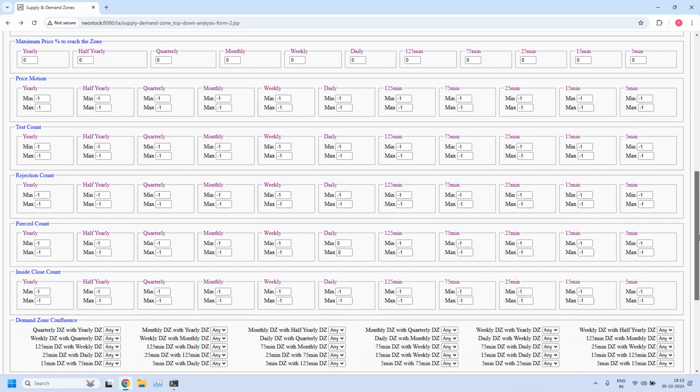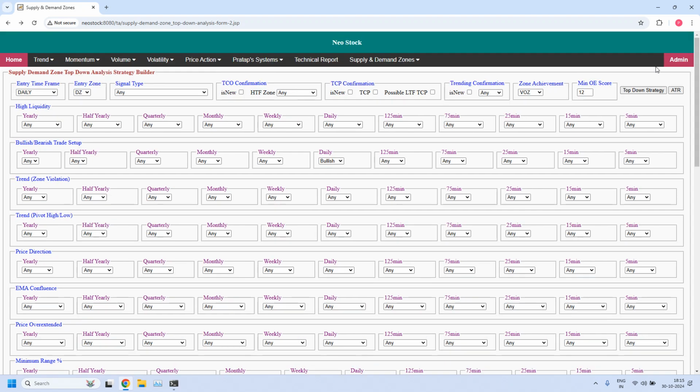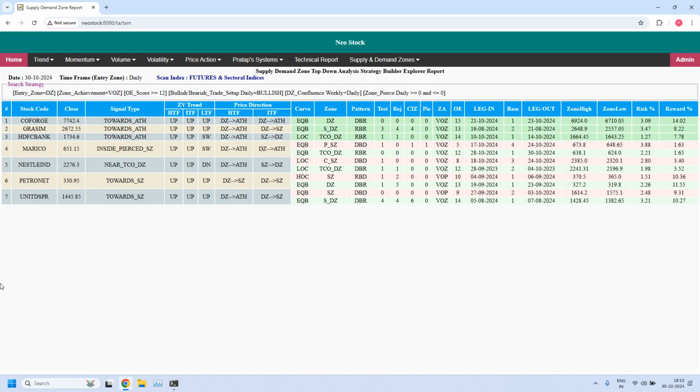LTF and ITF demand zone confluence. That is a daily demand zone with weekly demand zone confluence. 7 stocks are filtered. These 7 are high probability supported stocks. And within these 7, there could be even more high probability supported stocks might be available because ITF trend is uptrend. And daily zone is a part of the ITF zone, that is weekly zone.